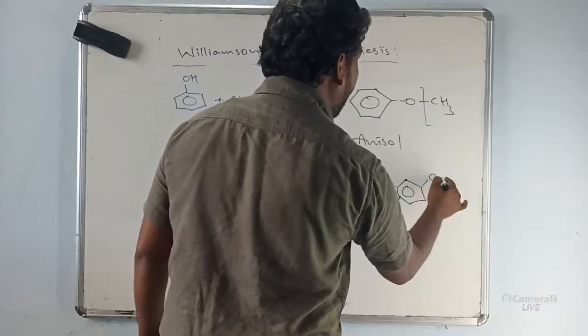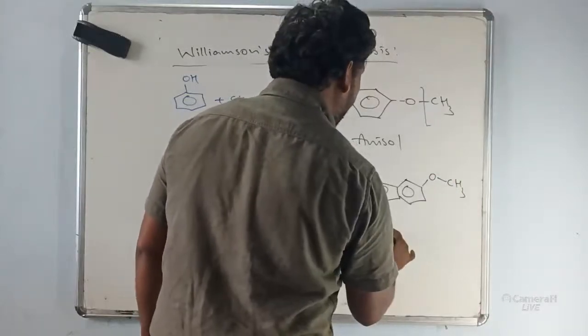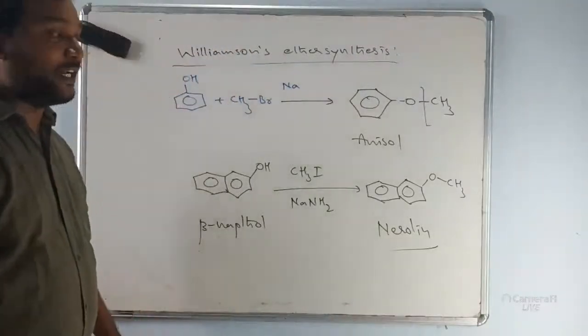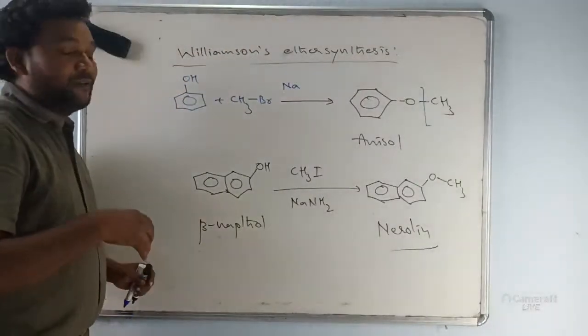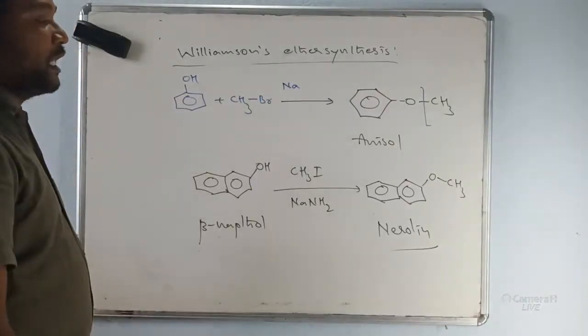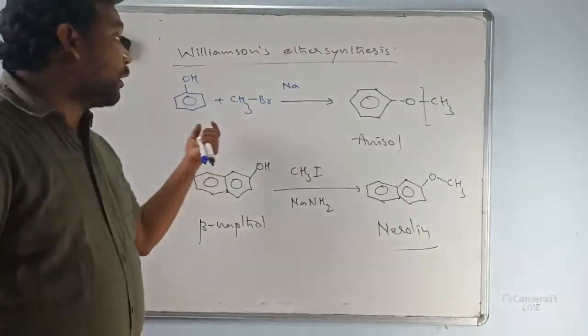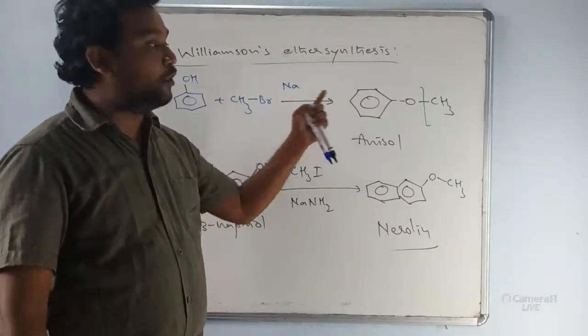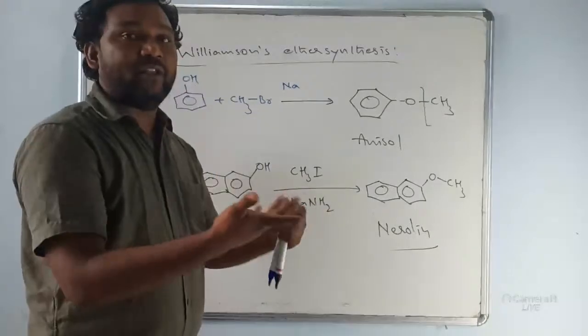So this is called nerolene, which is used in perfumes. It is a very good compound. So to prepare aromatic ethers, we have to take the aromatic alcohols. An aromatic hydroxy compound reacted with any alkyl halide gives the respective aromatic ethers. The reverse is not possible.